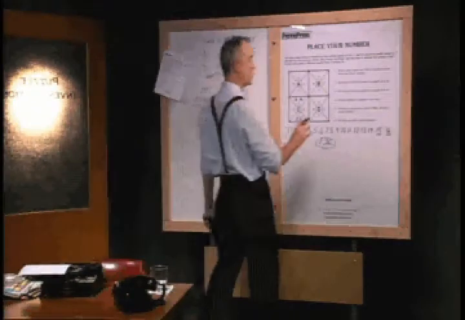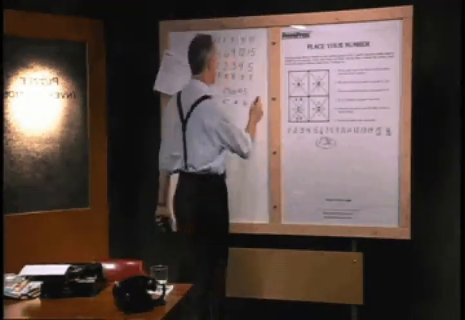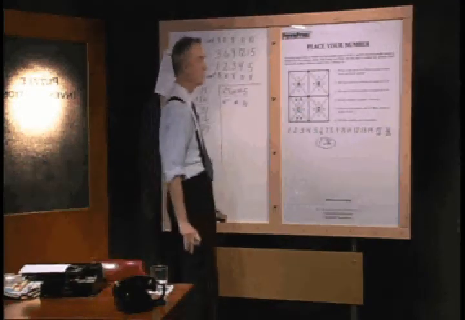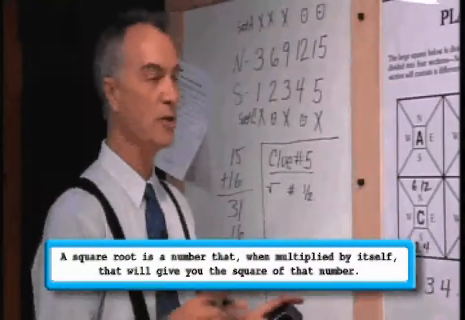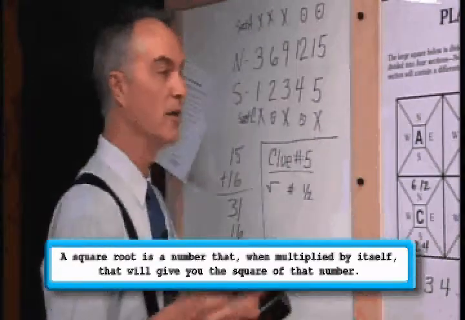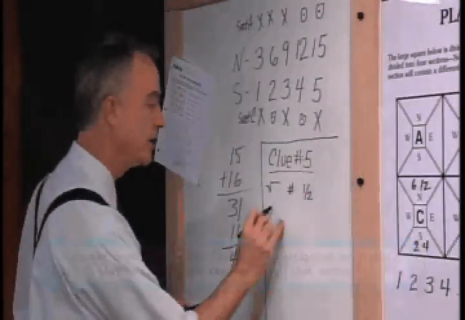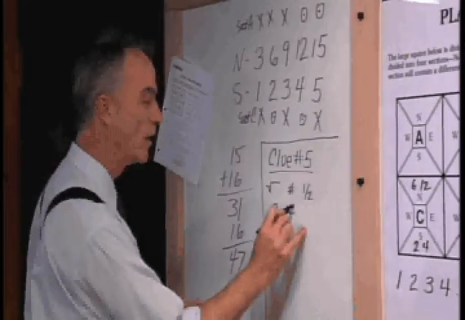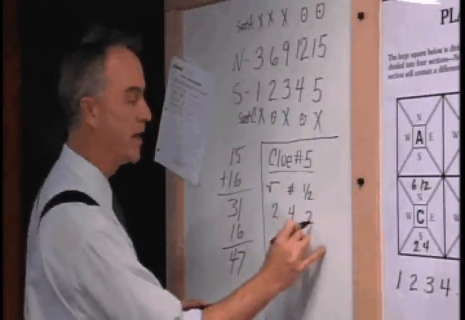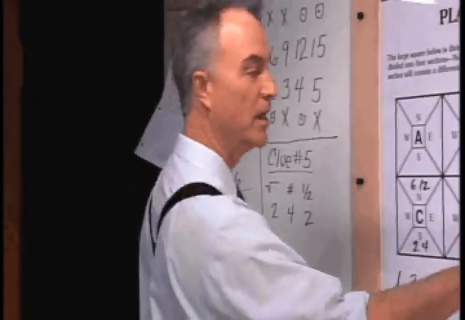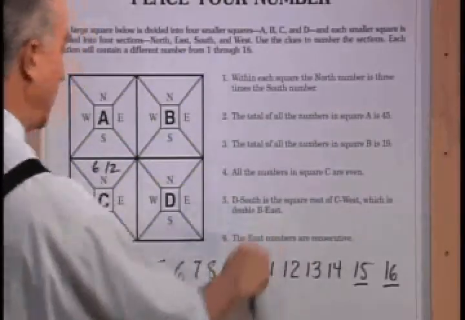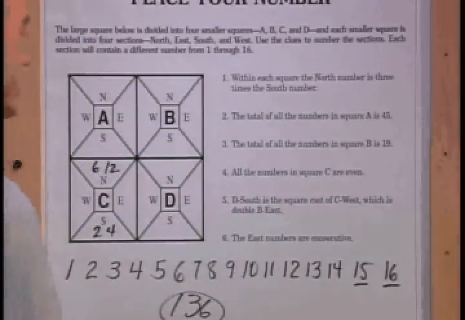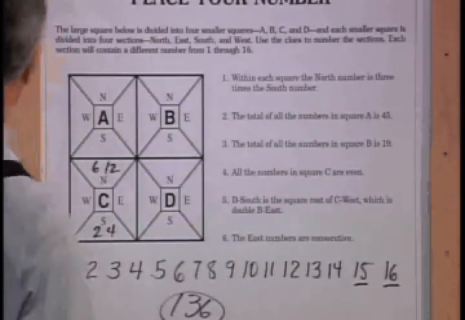Let's move on and tackle clue number 5. And as you can see, I've got an inset that we're going to work on here to analyze clue number 5. Square root, very simply, is a number of a square when multiplied by itself that will give you that particular number. For example, if your square root is 2, 2 times 2 is 4, and half of 4, again, is 2. D south is the square root. So if we have a square root of 2, C west is that number, which is double east. So we need to figure out the combinations for square roots, squares, and the numbers.